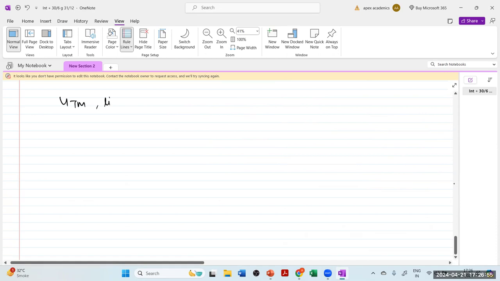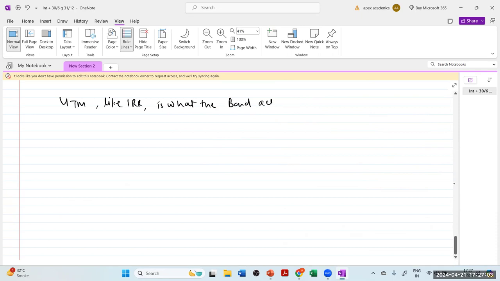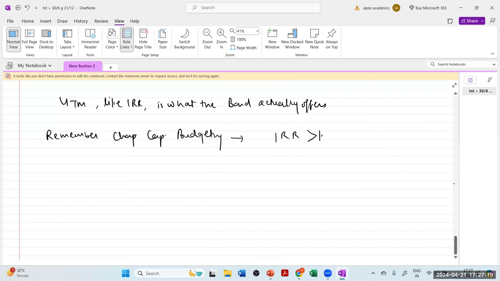YTM, like IRR, is what the bond actually offers. Remember the chapter capital budgeting. If IRR is greater than KE, what do you do? You invest or you don't invest? If IRR is greater than KE, you invest. If IRR is less than KE, what do you do? Don't invest.